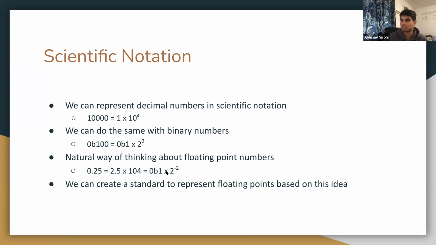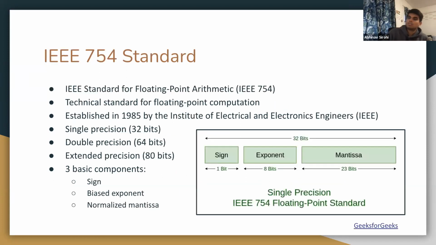0b1 times 2 to the negative 2. And so we could create a standard to represent floating point numbers based on this idea of storing it based on the exponent and the sign of the number and the part after the decimal point. So we have this standard in order to do that.